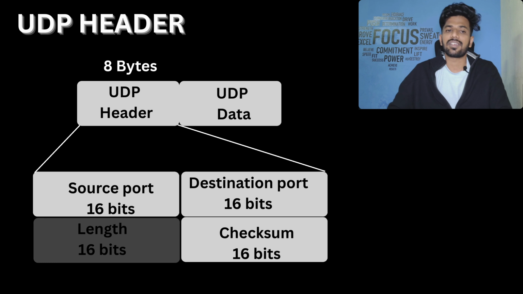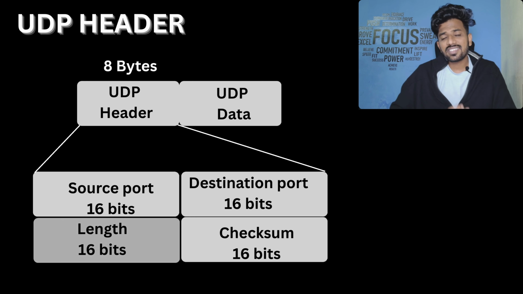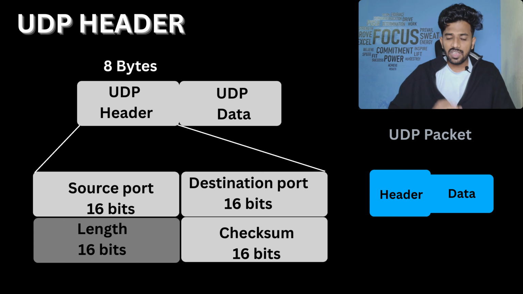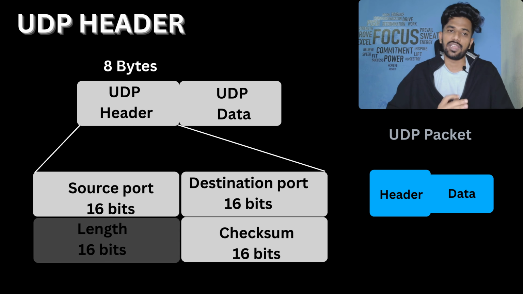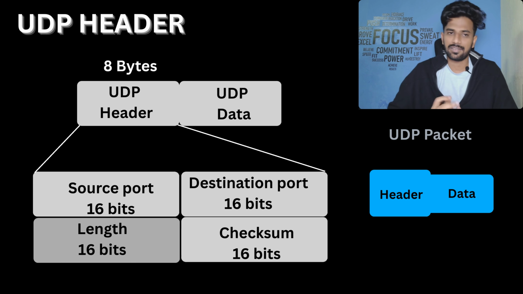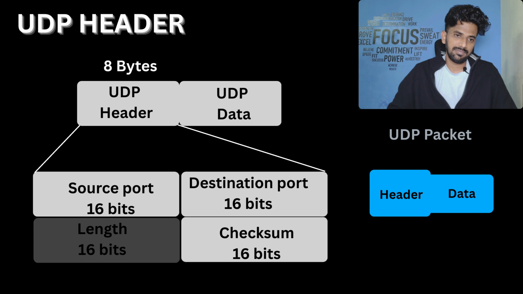What is length here? This particular field specifies the total size of the UDP packet in bytes, which means both the header and the data together. The minimum value is 8 bytes if there is no data, just the header. The maximum value is 65,535 bytes.